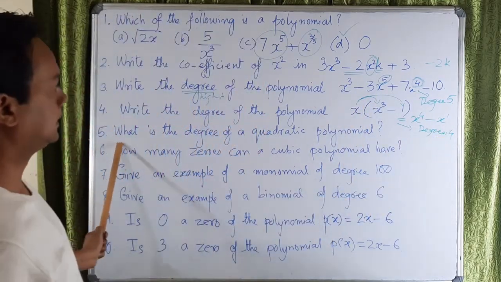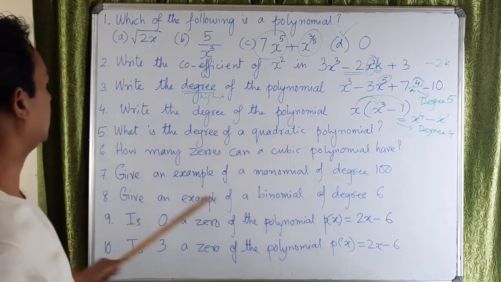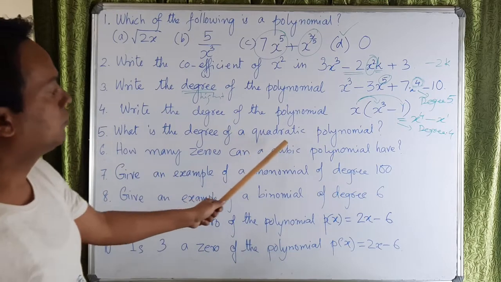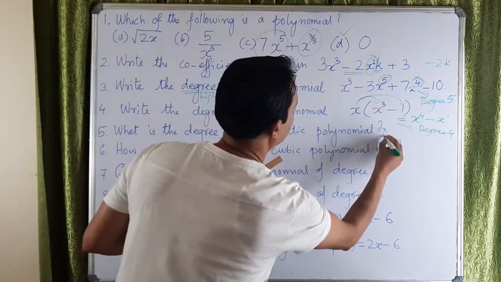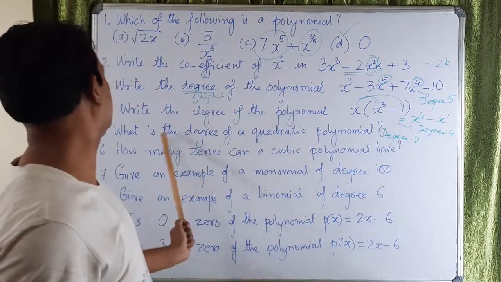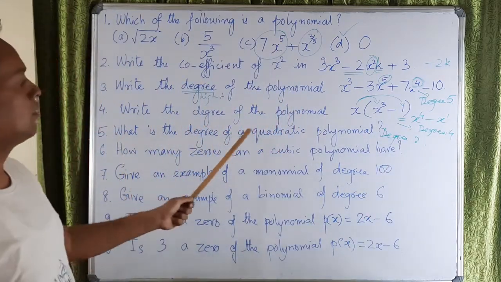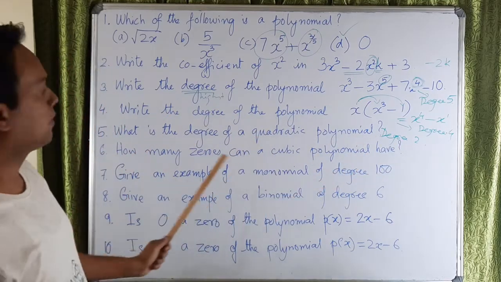Now, what is the degree of a quadratic polynomial? We know the degree of a quadratic polynomial is 2. If it's biquadratic, the degree will be 4. So the degree is 2. A biquadratic polynomial would have been 4.